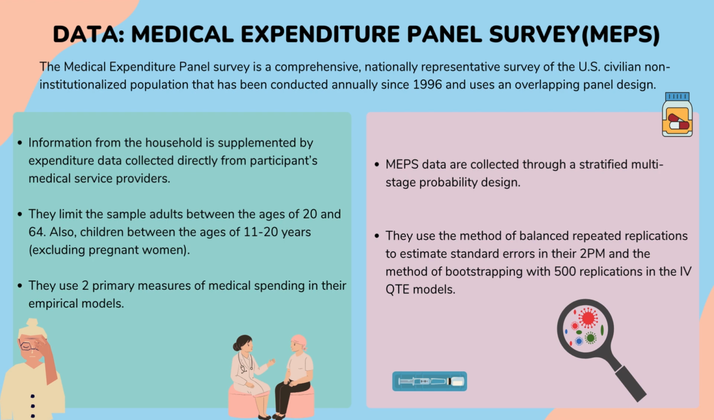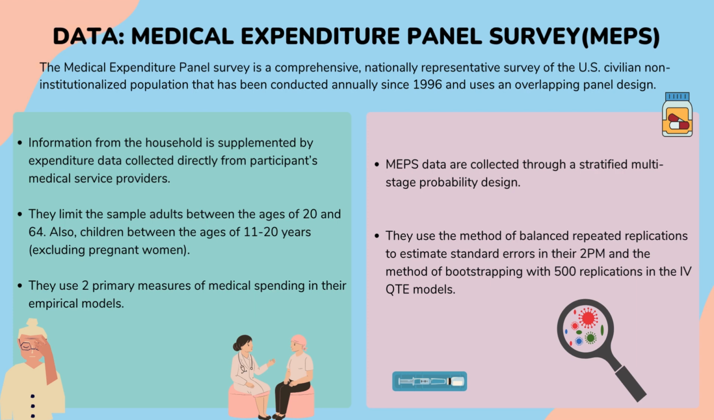In addition, they use two primary measures of medical spending in their empirical model. Moreover, MEPS data are collected through a stratified multi-stage probability design, and they use the method of balanced repeated replication to estimate the standard errors in their 2PM, and the method of bootstrapping with 500 replications in the instrumental variable QTE model as well.